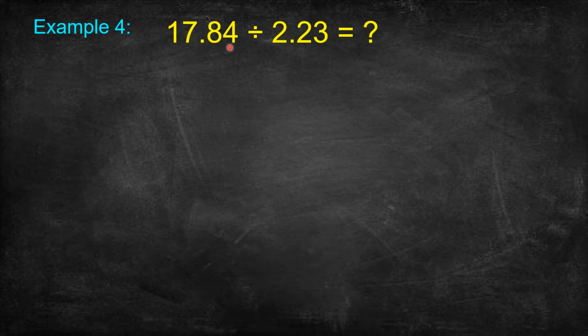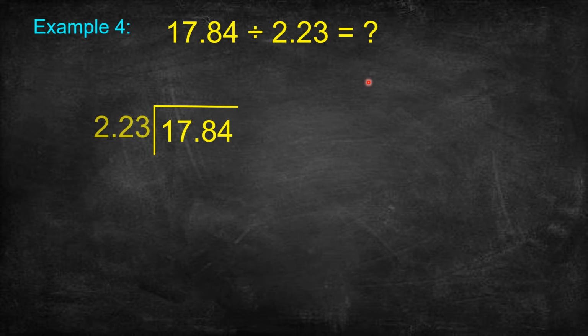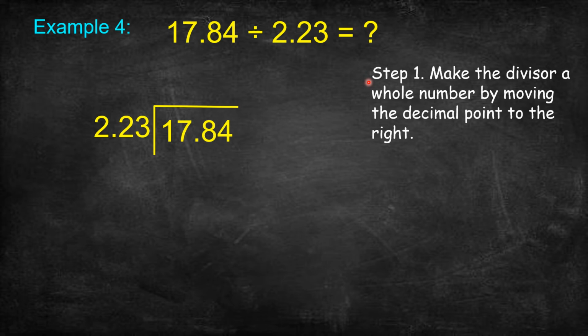Okay, example number 4. 17 and 84 hundredths divided by 2 and 23 hundredths is equal to blank, unknown. Again, write it in a radical sign. So, 17 and 84 hundredths inside the radical sign and 2 and 23 hundredths outside the radical sign. Again, proceed to step 1, that is to make our divisor a whole number by moving its decimal point.